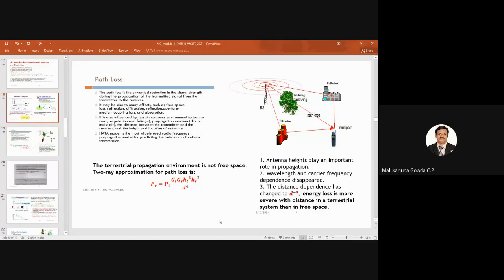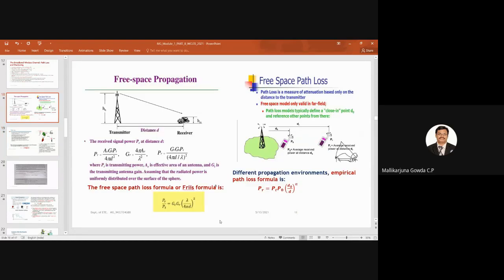Then I told about the empirical formula by considering different propagation environments. The expression for path loss using the empirical formula is received power equal to Pt into P naught into D naught by D to the power of alpha, where alpha is the propagation path loss exponent, and P naught is the average received power at a distance D naught. Usually we consider D naught as a reference distance equal to 1 meter, where D is the distance between the transmitter and the receiver.